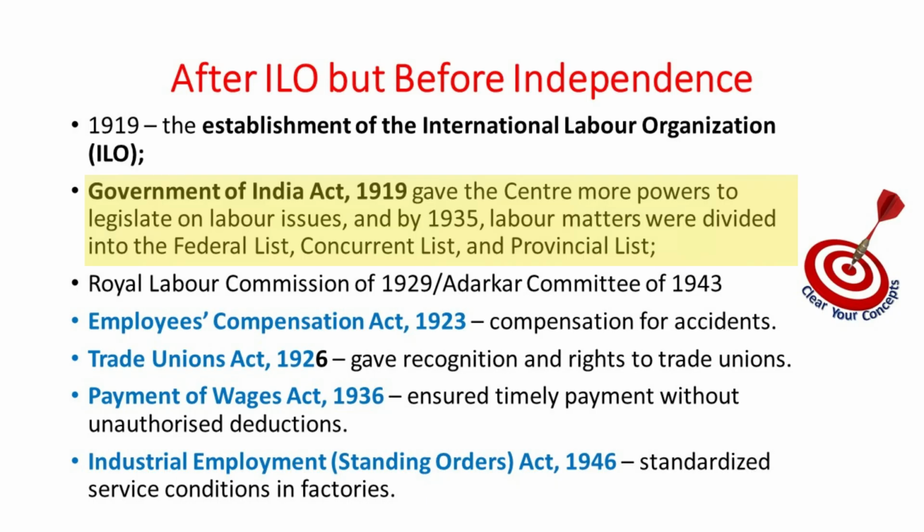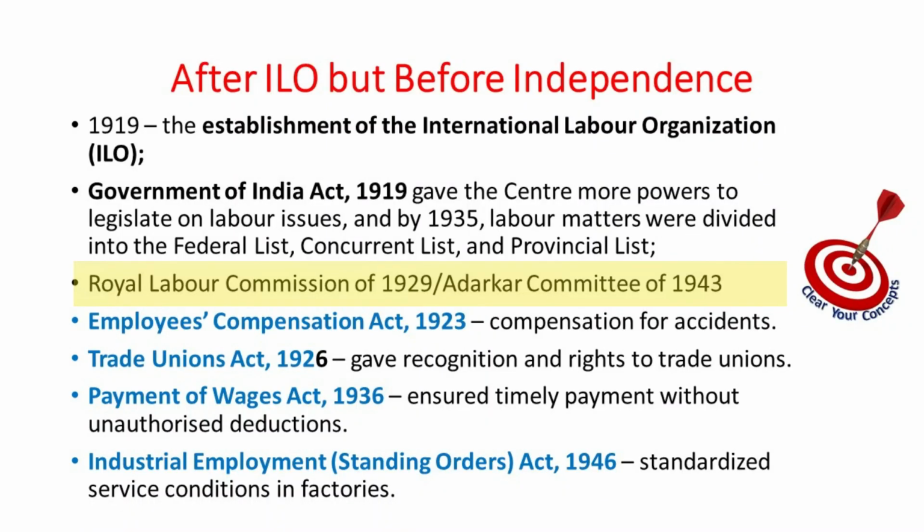During this period, several commissions played a big role. For example, the Royal Labour Commission of 1929 led to the Factories and the Payment of Wages Act of 1936. The Adarkar Committee of 1943 eventually led to the Employees State Insurance Act of 1948.